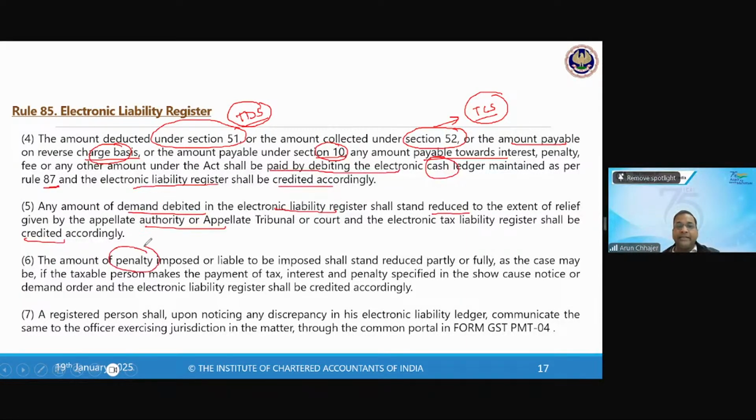The amount of the penalty imposed or liable to be imposed can reduce partly or fully if the taxable person makes the payment of the tax, interest, penalty specified in the notice or demand order, and accordingly the liability register will get credited. A registered person, upon noticing any discrepancy, shall communicate the same to the officer on the common portal.